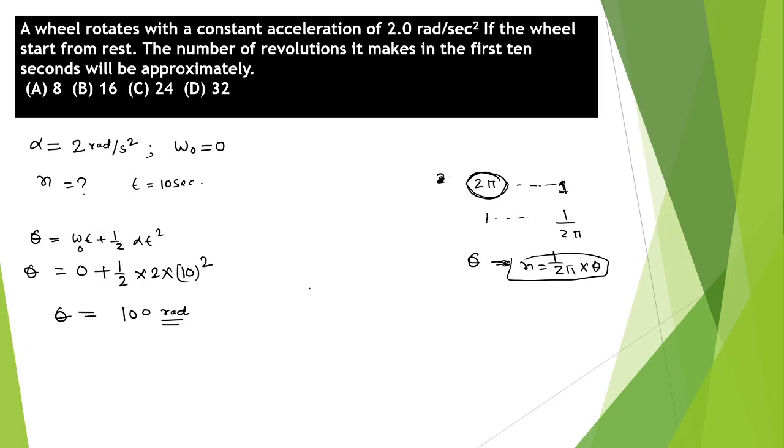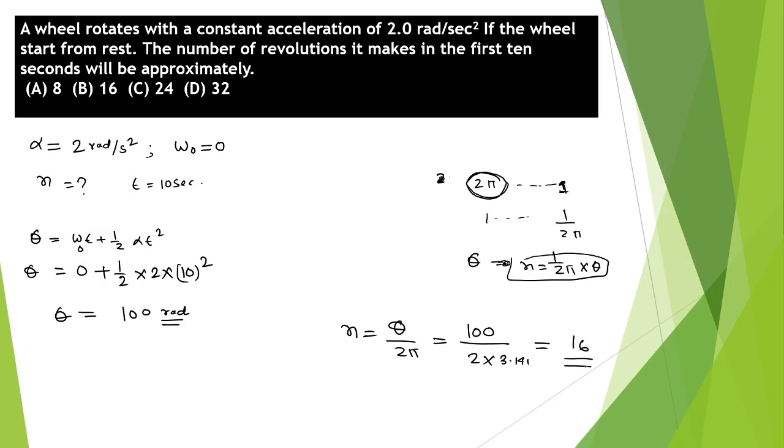What we have to find out is the number of rotation. As I told you before, if you want to find the number of rotation, it will be theta by 2 pi. So guys, what is theta here? Theta is 100 radian. And 2 pi, where pi is 3.141. If you solve it, the approximate answer will be 16. So here, the number of rotation is 16. I hope it is clear.